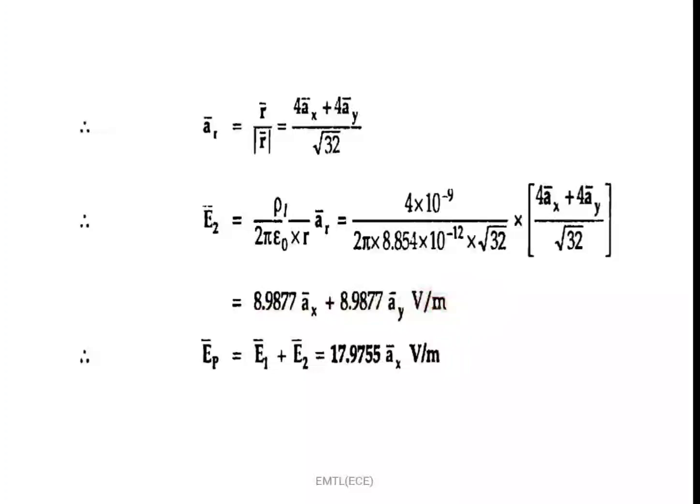Now the total electric field intensity at the point P due to y equals plus or minus 4 meters is simply the sum of E1 bar and E2 bar. Adding the two electric fields gives the total electric field intensity at the point P, and its value is equal to 17.9755 ax bar volt per meter.